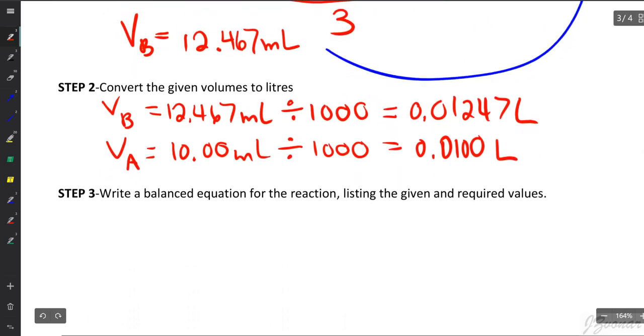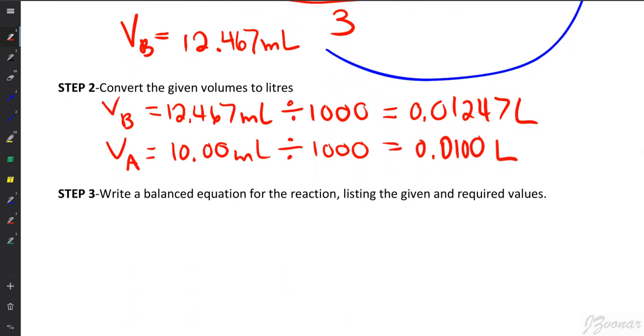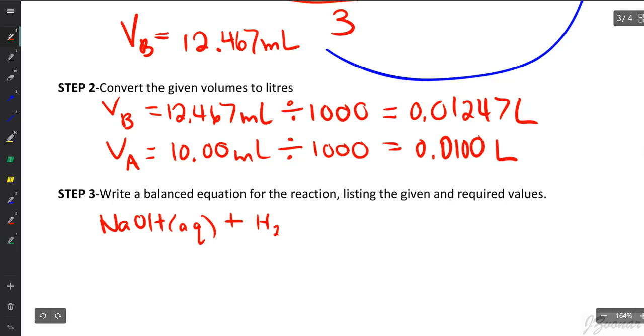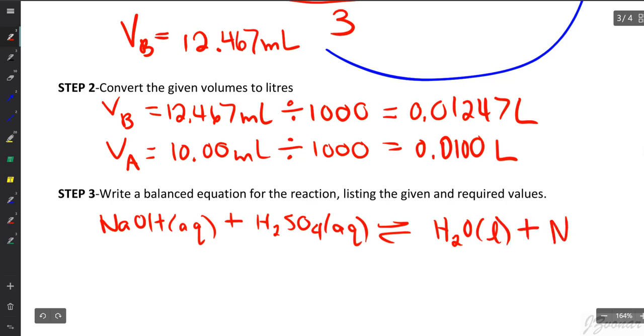And now to do this, we always need to start off with our balanced chemical equation for this neutralization reaction. So we see that we've got sodium hydroxide reacting with sulfuric acid, and this is going to produce H2O and my salt, which is Na2SO4. All right, so you always need to start off with the balanced equation.